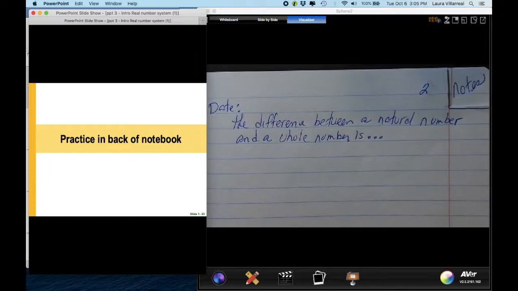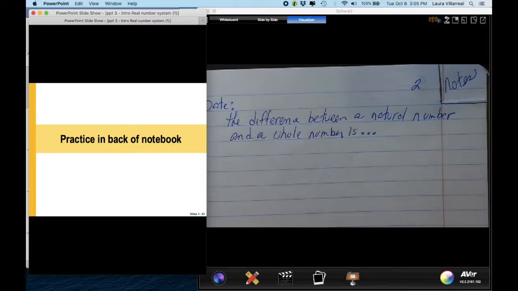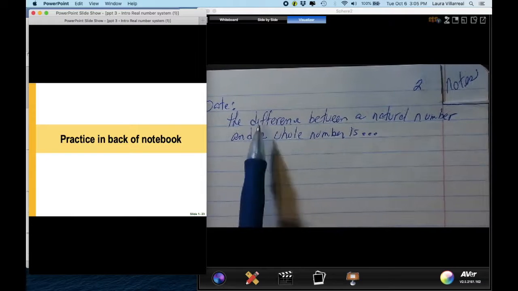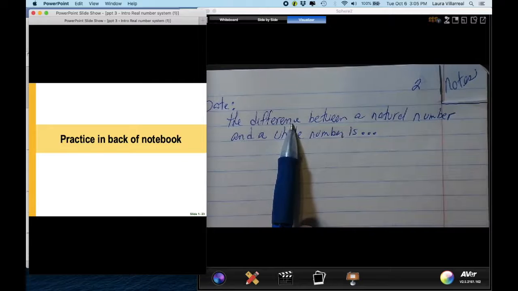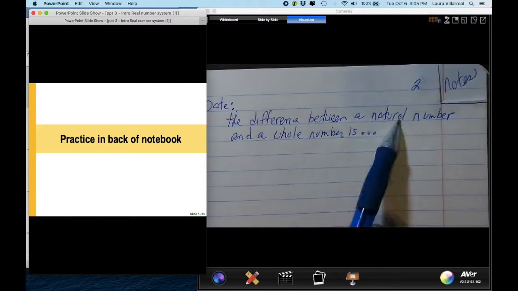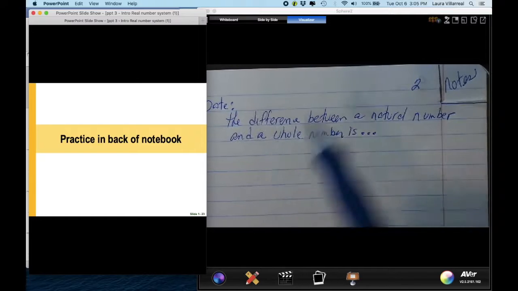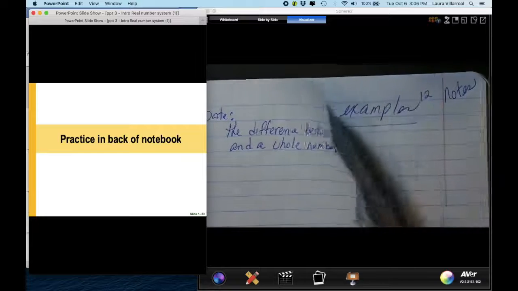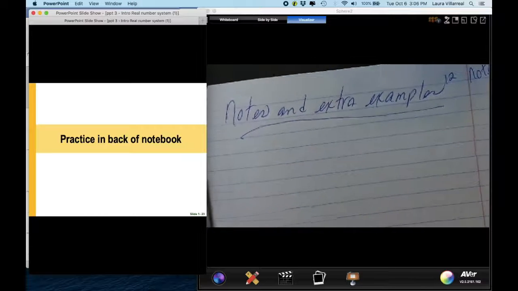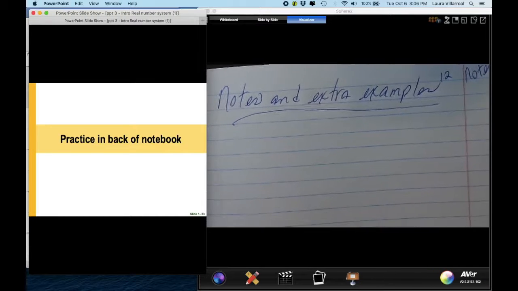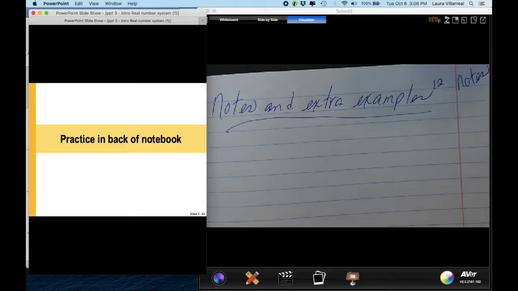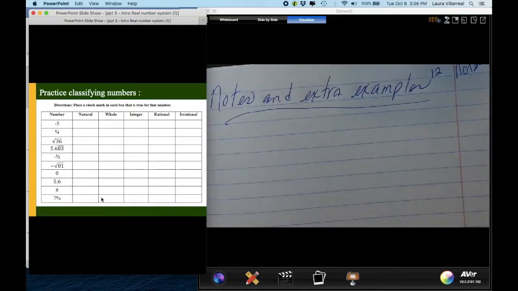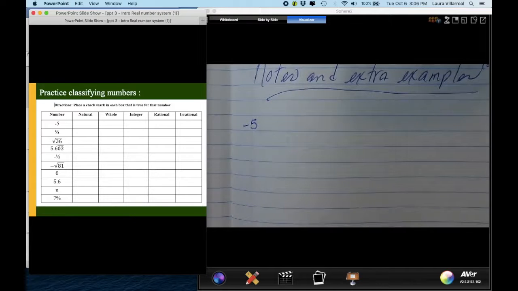Let's go ahead and continue and practice a few problems in the back of our notebook. We're already here in the back. We just did this prompt in which we wrote down one sentence or two in which we explained the difference between a natural number and a whole number. So right here where we cut this indentation, let's go ahead and go to page 12, which are our notes and our extra examples. So let's practice a little bit. And let's practice identifying some numbers. The way they have the -5 in the homework is they want me to identify all the sets which the -5 belongs to.